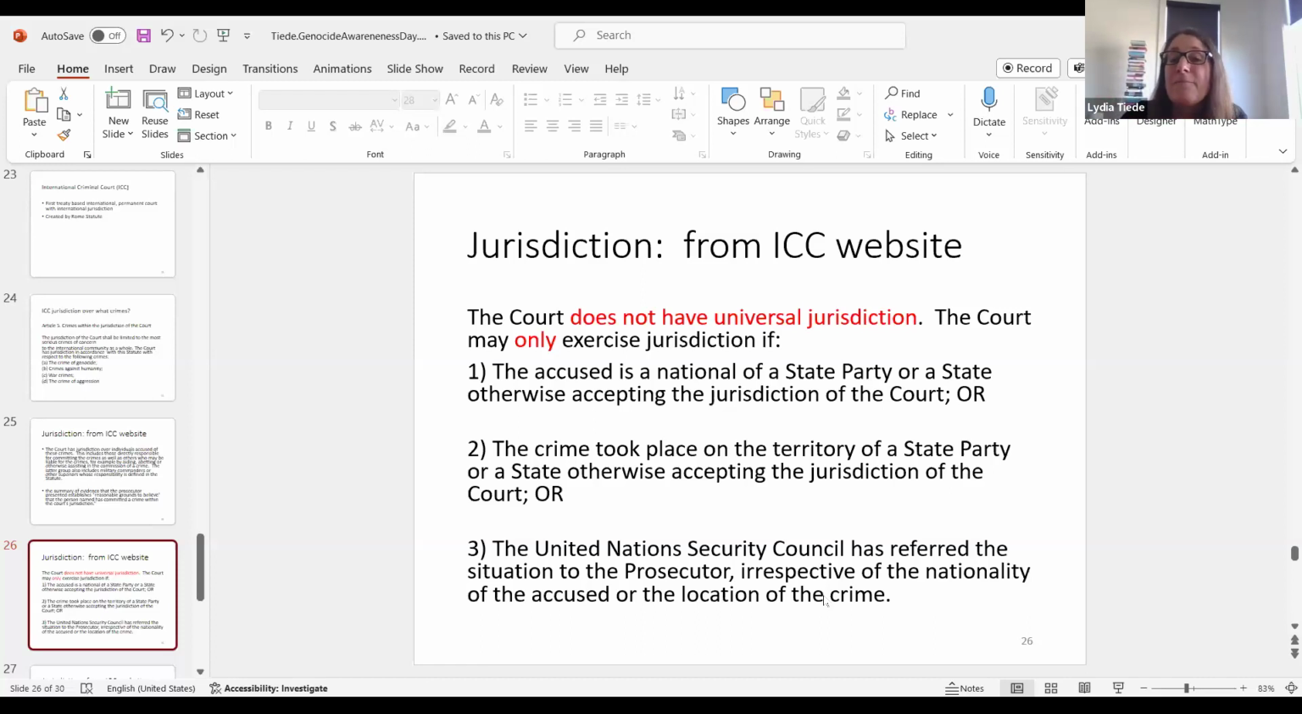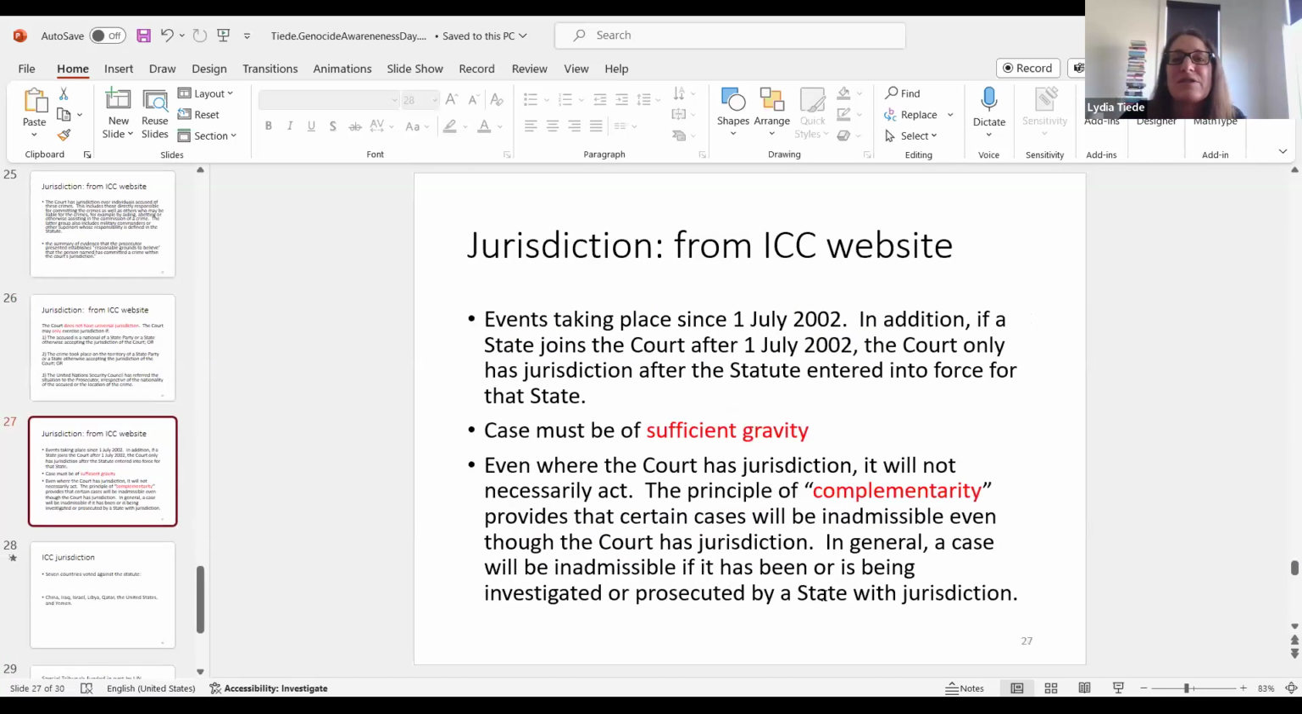So again, in the situation of the US, only if the UN Security Council refers the US to the ICC could the ICC ever hear a case. But as you know, the US is one of the permanent members of the Security Council and would veto that. Okay, so again, it does have some limitations.